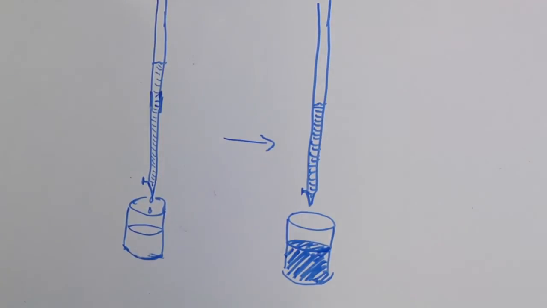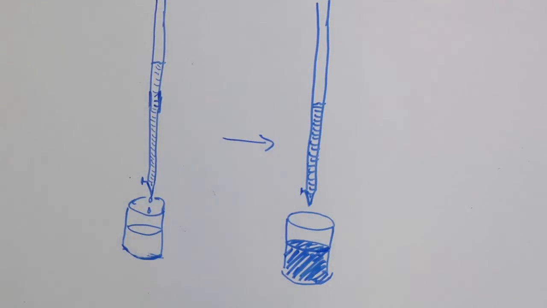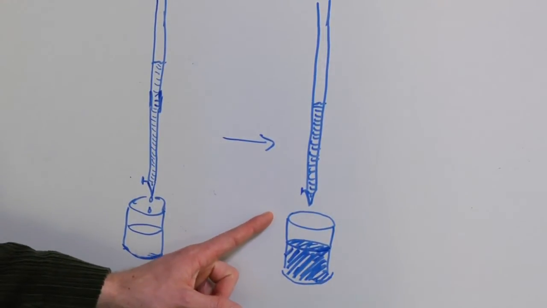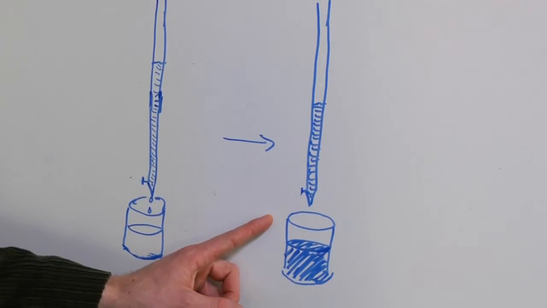So what we'll do is we'll add our unknown concentration to our known material, and at a certain point the beaker and the solution inside of it will change colors. We then stop the addition at that point.